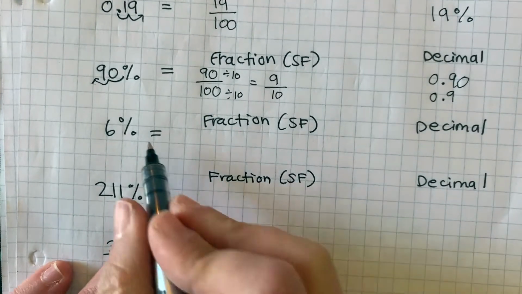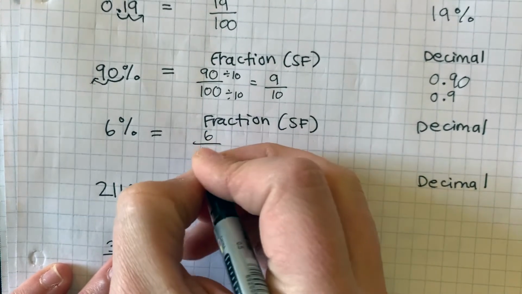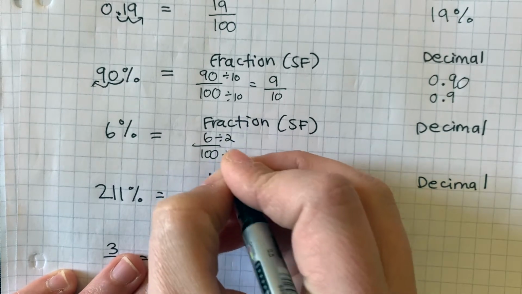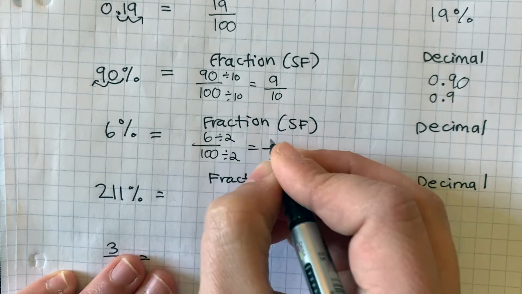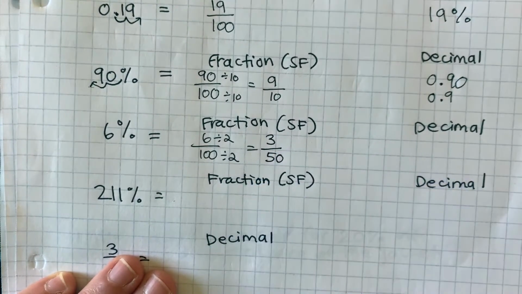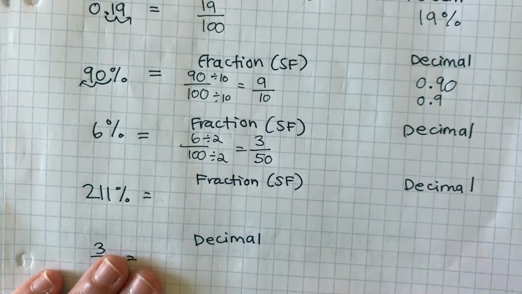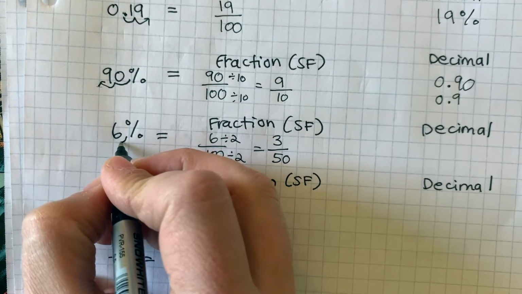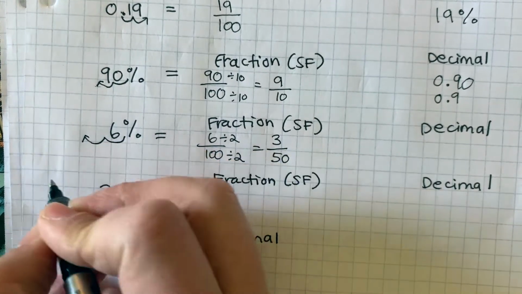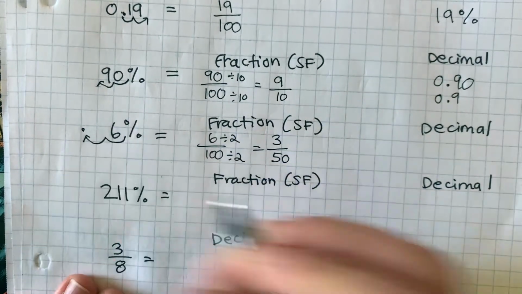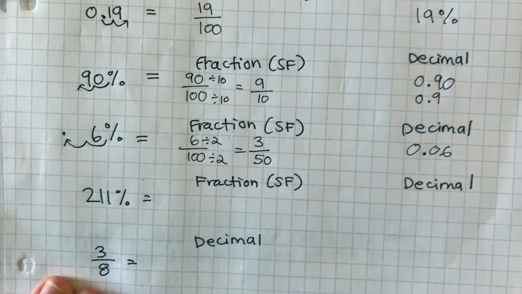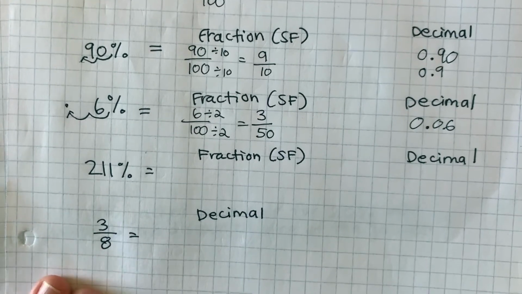All right, 6% as a fraction is 6 out of 100. That is not in simplest form. I'm going to divide these by 2, and I get 3/50. That is my fraction in simplest form. 6% as a decimal, I divide by 100 once, twice, just like that. So my decimal is going to be 0 point, because there's an empty space right here, 6 hundredths, just like that.